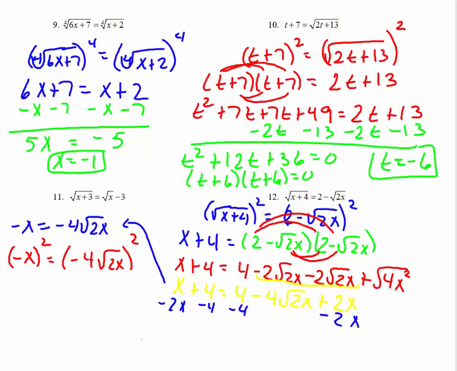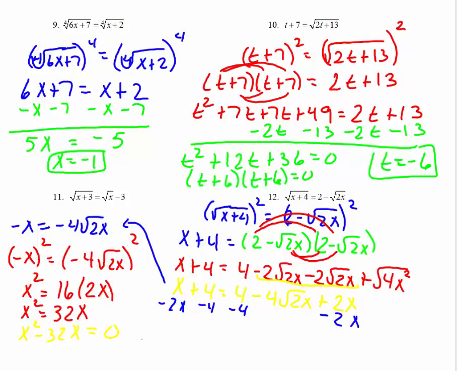When I do so, negative x quantity squared is just x squared. And on the right hand side, I'll square the negative 4, so I'll get 16. And the square root of 2x squared is just 2x, because the square and the square root cancel each other out. So I'm left with x squared equaling 32x. Since this is a quadratic equation, I'll subtract over the 32. So I get x squared minus 32x equaling 0.